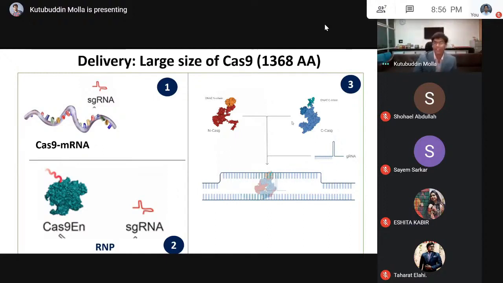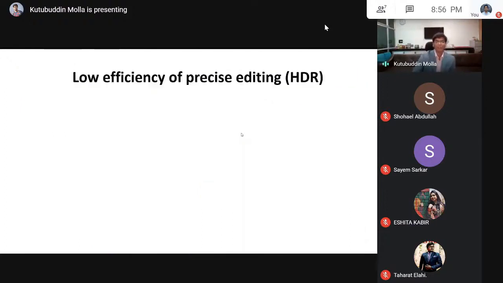So this is called intein split Cas9. This is also very interesting. Okay, so what is low efficiency of precise editing? I was telling about this precise editing. Precise editing means it's not only knocking out or inactivating a gene. You have to correct a gene sequence. Suppose you have a wrong sequence, you have to make it a correct one. You don't have to inactivate it. So this kind of precise editing is mainly done with HDR, but the HDR is very low in efficiency.